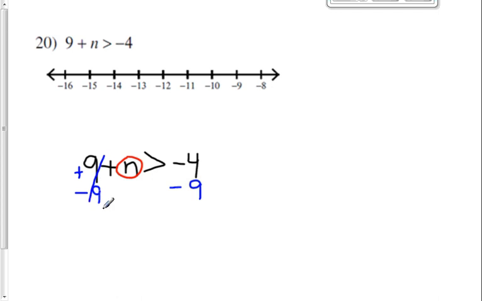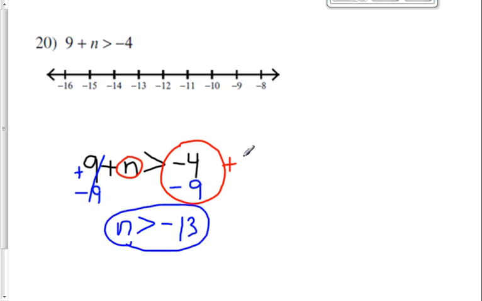So the 9's went away and left me with n is greater than, now over here, be careful on the calculator, it's negative 4 minus 9, or negative 4 plus negative 9. Because what you're doing here is you're putting these together, and a negative cannot take away another negative. So I'm really going to add them together, and they're going to keep the sign. So I get negative 13.